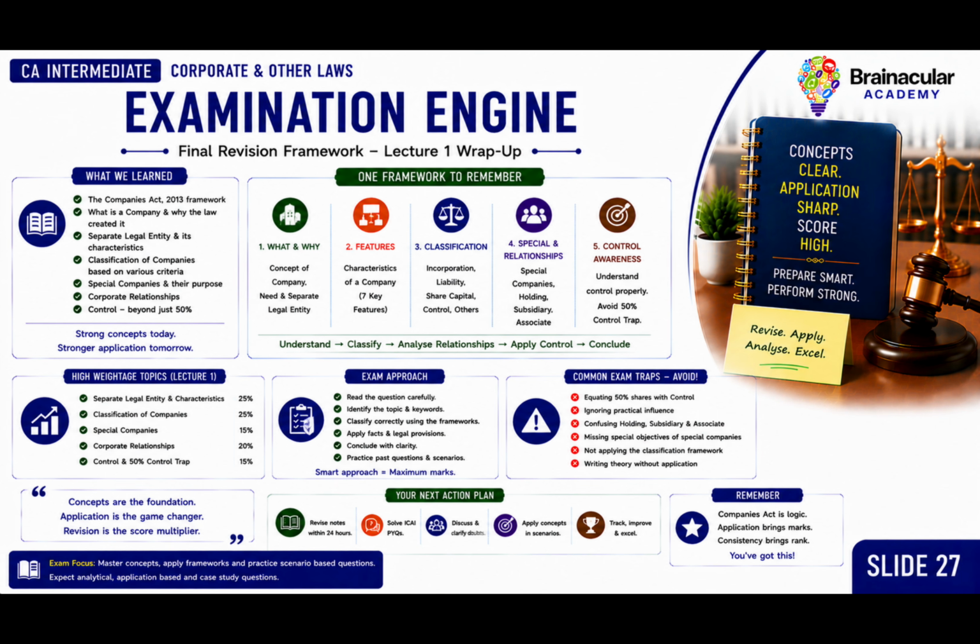Which of the following is not a characteristic of a company under the Companies Act 2013? Option A is perpetual succession. Option B, limited liability of members. Option C, mandatory maintenance of a common seal. And option D, transferability of shares. So the correct answer is option C, because the common seal is optional and not mandatory. The rest of the three are all genuine characteristics.